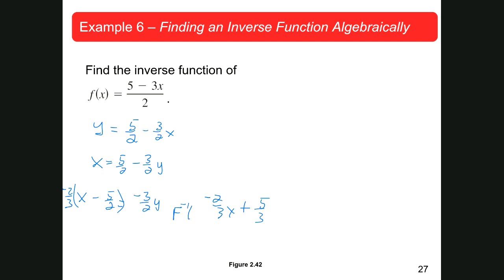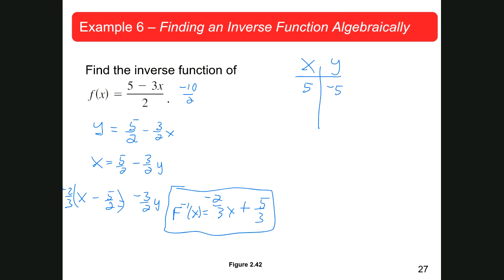Now, again, I'm going to check myself, because I could make mistakes easily. So the first thing I do is I'm just going to plug a number in here, in my original function. I want something that comes out halfway nice. So let's put 5 in there. If I put 5 in for x, 5 minus 15, that's negative 10 over 2, which is negative 5. So if I plug in 5, I get negative 5. Now, for my inverse function, if I put negative 5 in, I should get positive 5. So if I put negative 5 in here, that gives me 10 thirds plus 5 thirds, which is 15 thirds, which is 5. Oh, it works. This is the inverse function.